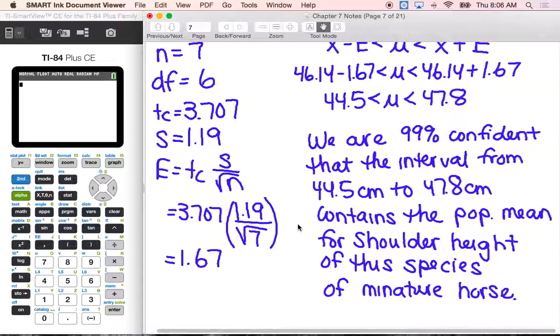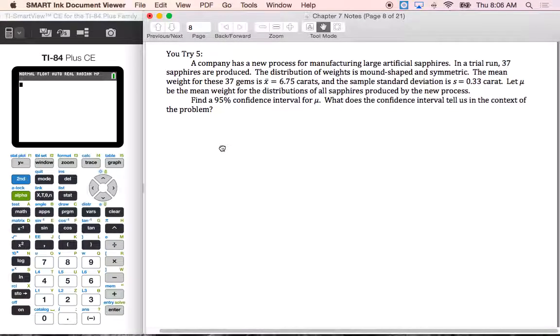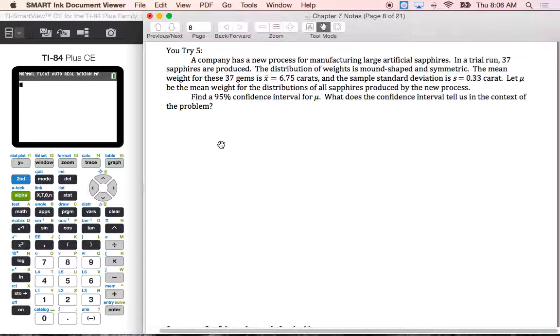So I'm going to have you do one on your own then. We're going to read this over together. A company has a new process for manufacturing large artificial sapphires. In a trial run, 37 sapphires are produced.